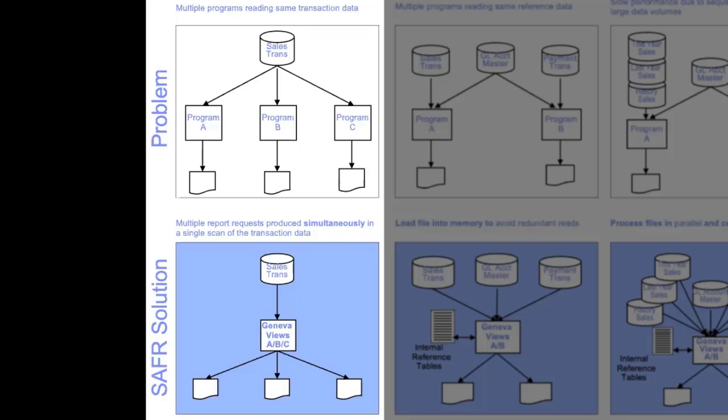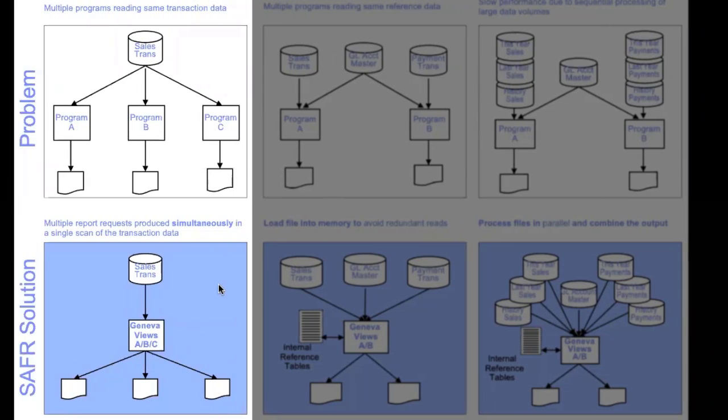Well, the original inventors of GenevaERS said, if we simply scanned that once and produced all the outputs, then we'd be much more efficient. You would have one pass through the data. So that was the first level of optimization in developing GenevaERS.